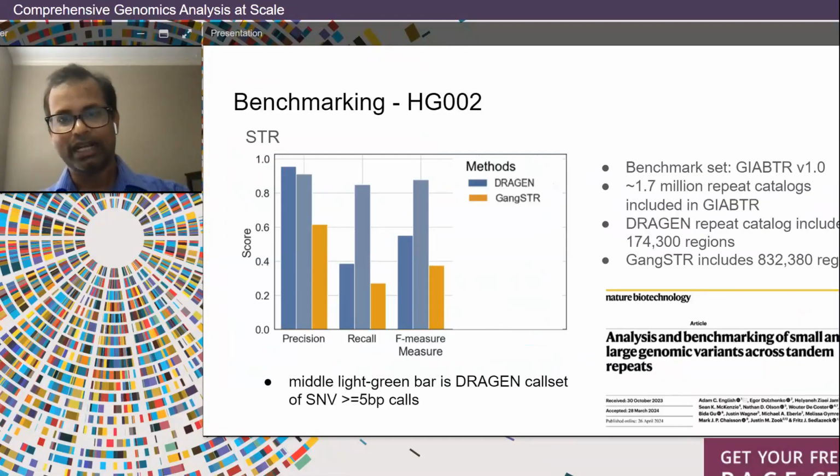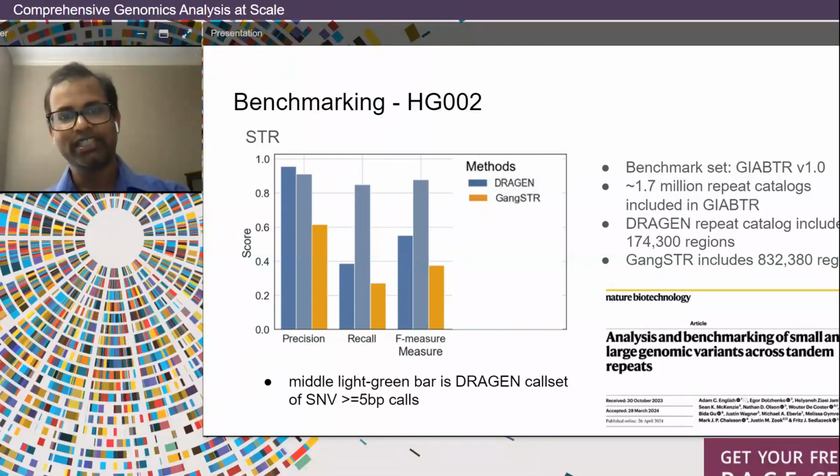What we did was benchmark these STR calls against the recently published Genome in a Bottle benchmark set for the STRs. This paper was published only a week ago, and it contains almost 1.7 million repeat catalogs. The benchmark set contains 1.7 million catalogs, but DRAGEN includes only 174K, and GangSTR, another tool to call the STRs, contains 832,000 regions.